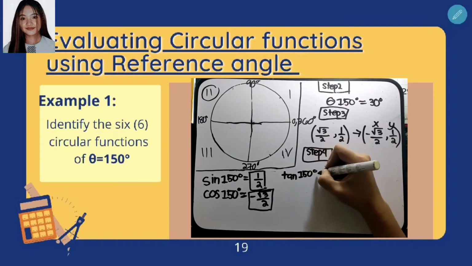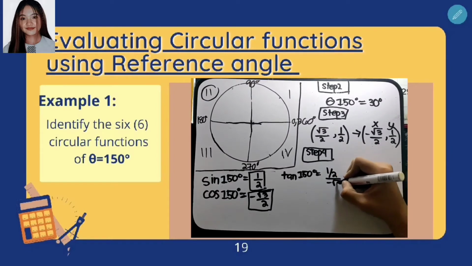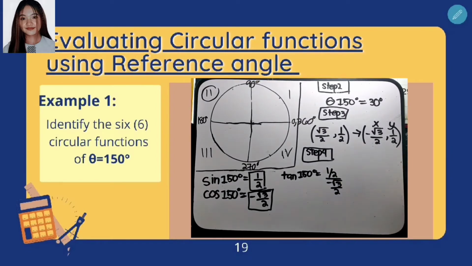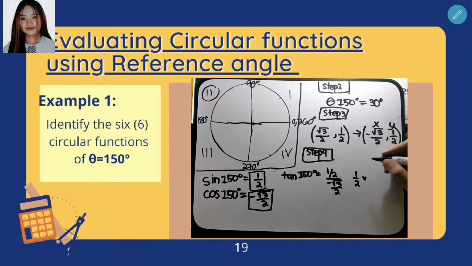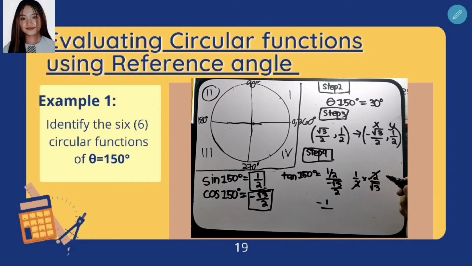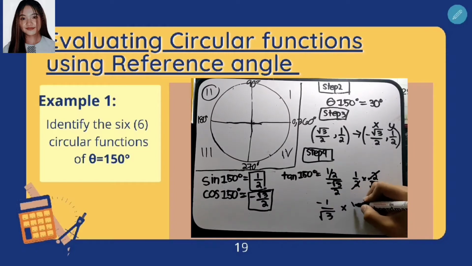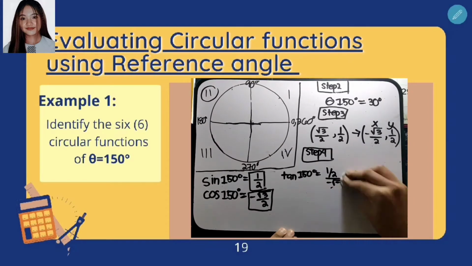For our tangent of 150 degrees, we will have our y-coordinate over x-coordinate since tangent is equal to y over x. And now we have 1/2 over negative square root of 3 over 2. So let's just solve this. 1/2 multiplied by the reciprocal of our denominator, negative 2 over square root of 3. The 2 will be cancelled, then we will have negative 1 over square root of 3. And we have to rationalize. So multiply both numerator and denominator by square root of 3. Then we will now have a negative square root of 3 over 3.